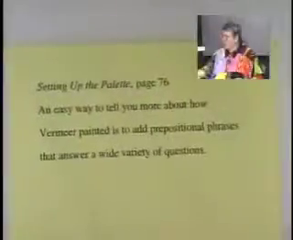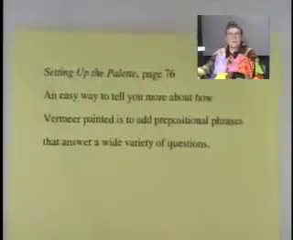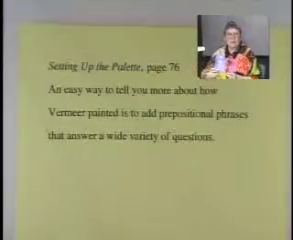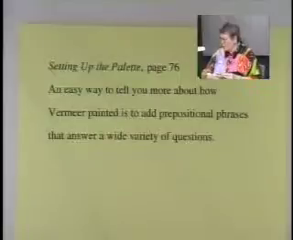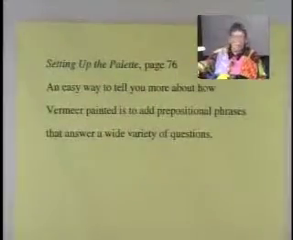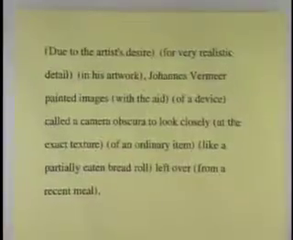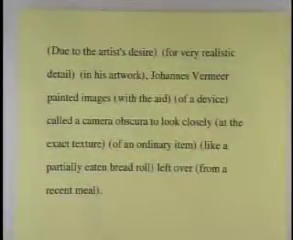The problem is you don't know much about Vermeer, and if I want to tell you more about his own painting technique, how he painted, well, one simple way to do it is to add prepositional phrases, and those prepositional phrases added onto that initial main clause can answer a wide variety of questions. Here's the example that you have in your book, and I spread it out so we can mark it more easily. Let's just look at the whole sentence. Just let me read it to you once for free.